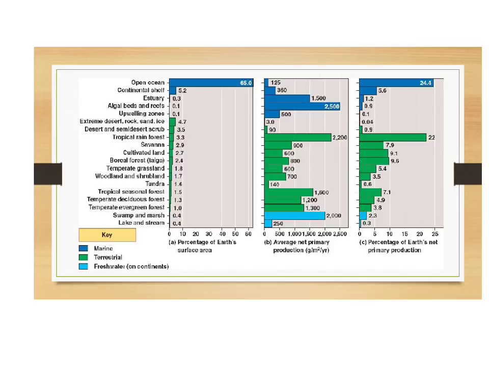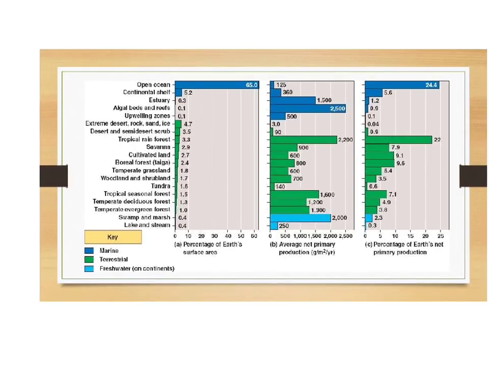You can see here that we're talking about different types of biomes, and some of them are terrestrial and some of them are aquatic. The marine aquatic biomes are shown in dark blue, and they occur right there. So it's open ocean, continental shelf, estuary, algal beds and reefs, and upwelling zones. Those are all marine biomes or marine ecosystems.